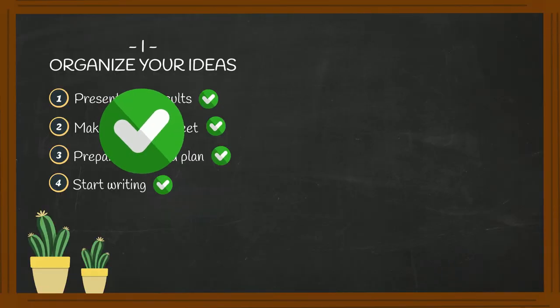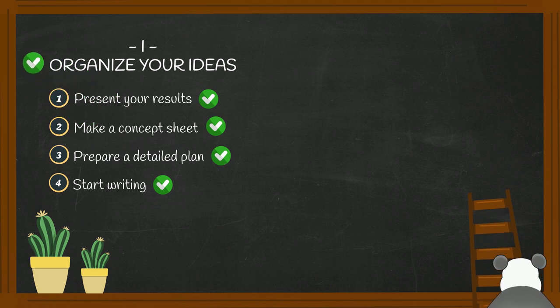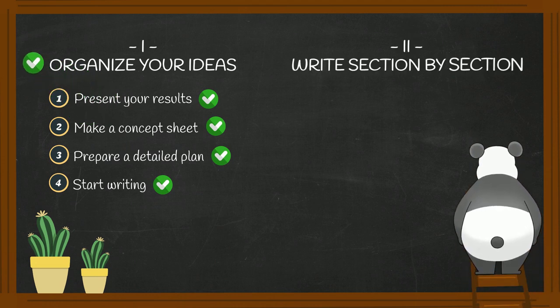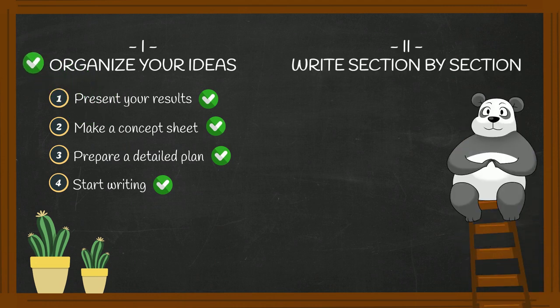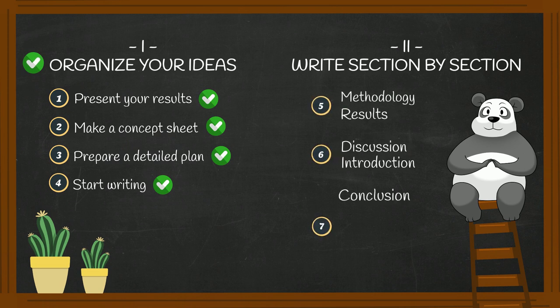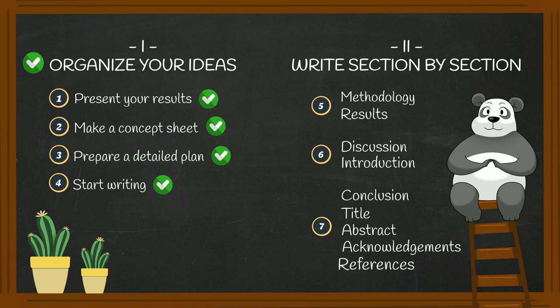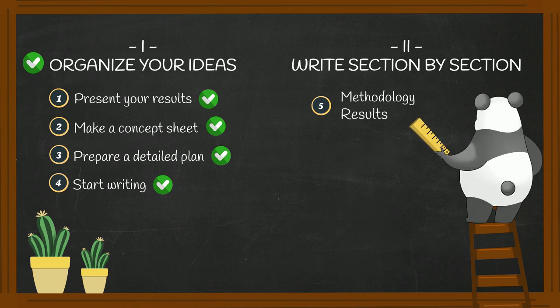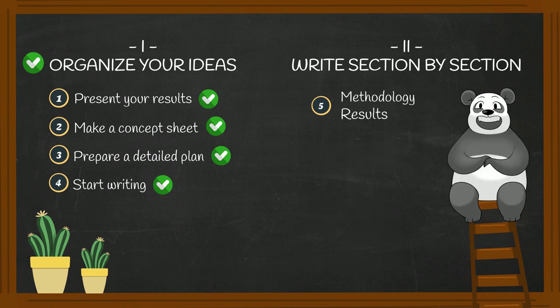Now that you have the basis for your work, let's look in more detail at the specifics of each of the parts of a scientific article by studying them one by one in the recommended order for writing. You will start by writing the methodology and results. Let's look at what characterizes them and what they need to include.